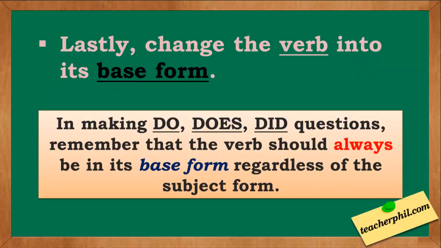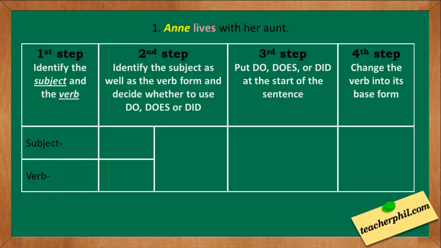In making do, does, and did questions, remember that the verb should always be in its base form regardless of the subject form. Take note of the following examples. Anne lives with her aunt. The first step, identify the subject and the verb. The subject in the sentence is Anne, while the verb is lives.